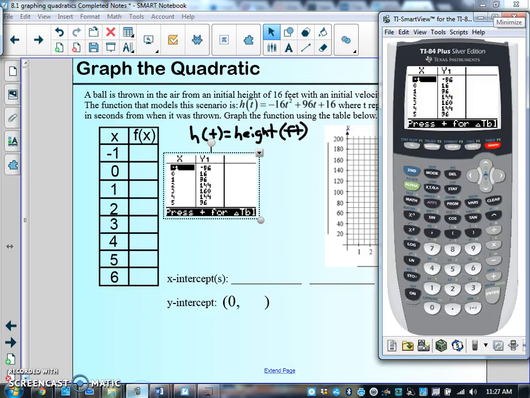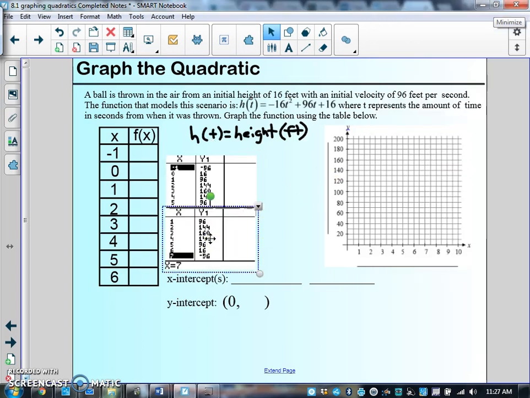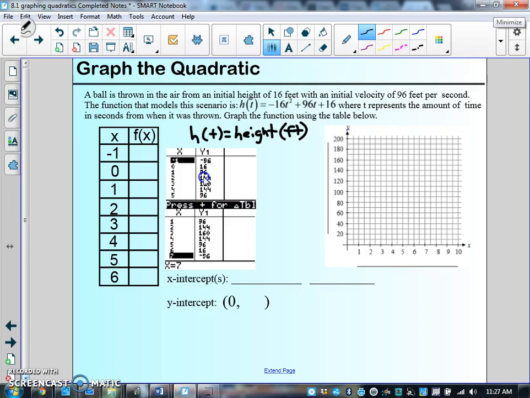I'm going to adjust that just slightly as well, so I can get in my value for 6, and even put in my value for 7 here. So we can see those values. All right. So again, I see at negative 1, we have negative 96 feet. That would be somewhere under the ground. Then 16, 96, 144, 160, 144, 96, and 16. We see a pattern there, okay?